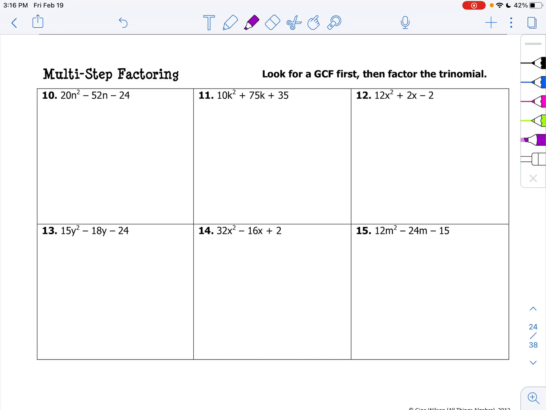So when we take a look at number 10, off the bat we can see that it's a trinomial with a leading coefficient greater than 1. But before I factor it with the slip and slide method, I want to check to see if there's any greatest common factor that can be factored out first. Between my coefficients 20, 52, and 24, I know that there's a greatest common factor of 4.